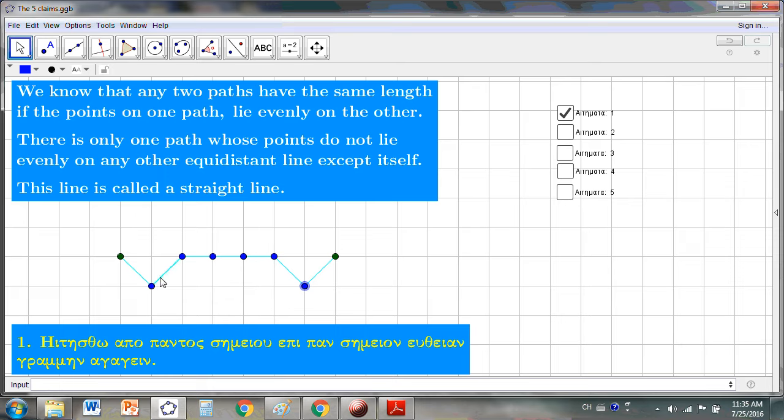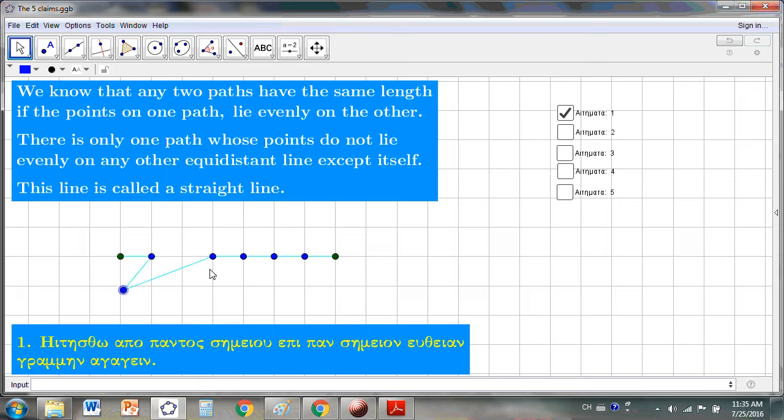It's only a straight line if there is no other distance that can lie evenly on it. In other words, it's a straight line if there is only one other distance with the points lying evenly on the line. And so there is only one path whose points do not lie evenly on any other equidistant line except itself, and that line is called a straight line.